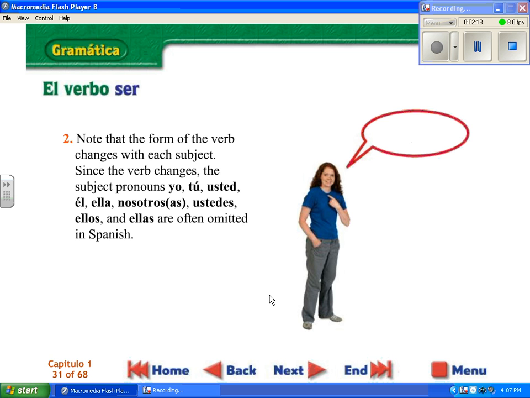Let's talk about pronouns. In Spanish, the form of the verb changes with each subject. Since the verb changes, the form of the verb is different in each case, so usually the pronouns are omitted. In English, you have to say I, you, he, or she with a verb to be understood. But in Spanish, it is not necessary because the form of the verb tells us who we are talking about or who we are talking to.